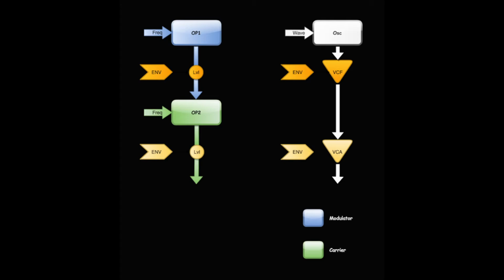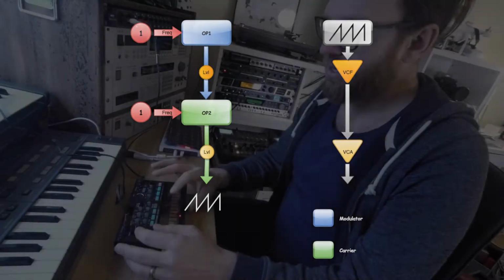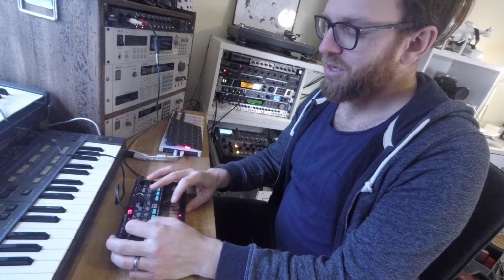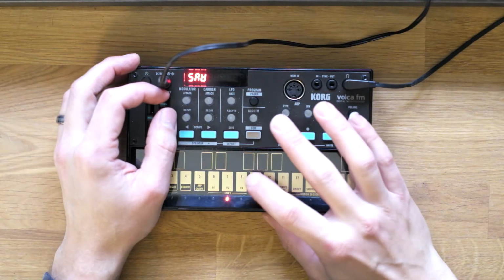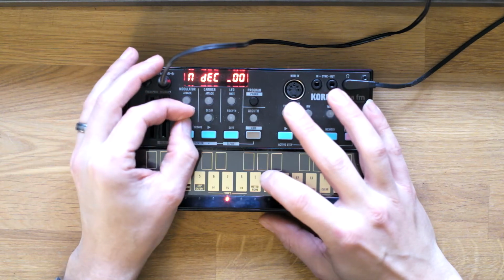And basically the waveform selector on a regular synth oscillator is the ratio of the frequencies of the carrier and the modulator. So in the most basic case, you have the frequency setting set to 1 on both the carrier and the modulator, and that will generate a saw wave. So this is your typical low pass filtered saw.